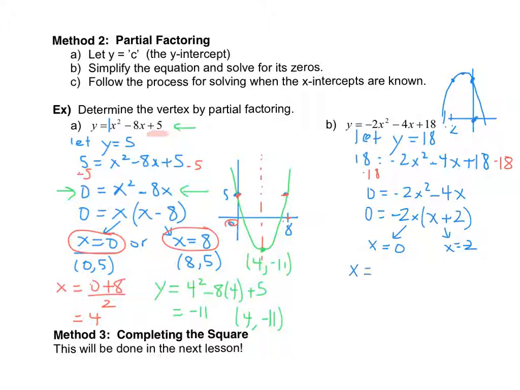So x equals the midpoint between 0 and negative 2, which is just negative 1. But I'll show the math behind that. That's equal to negative 1. And then we sub our x coordinate into the original equation.